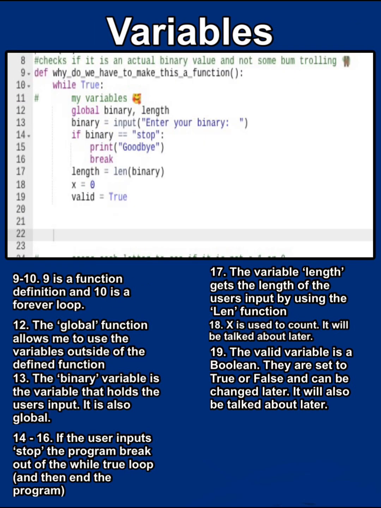So these are my variables. Binary is the user input, and length is the length of the user input. And X is like a counter, and then valid checks if it's valid or not.